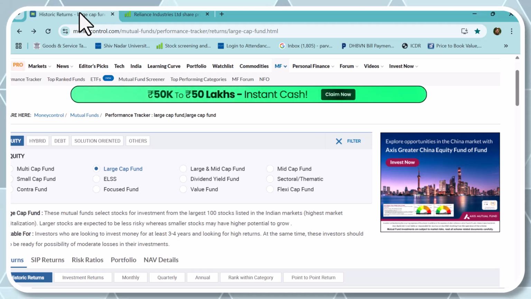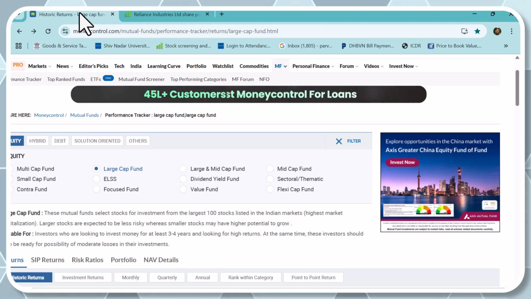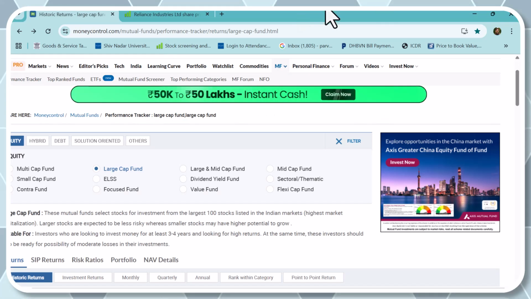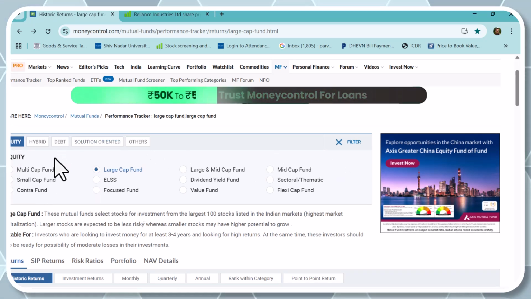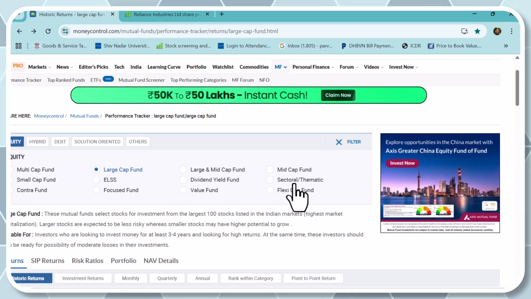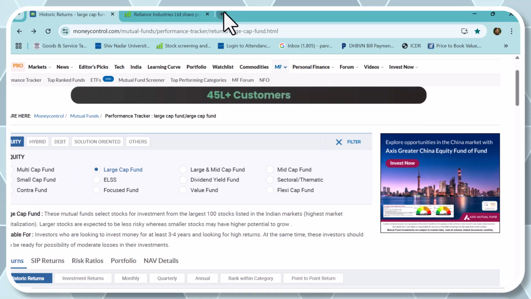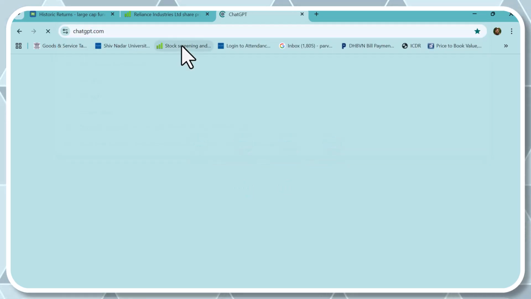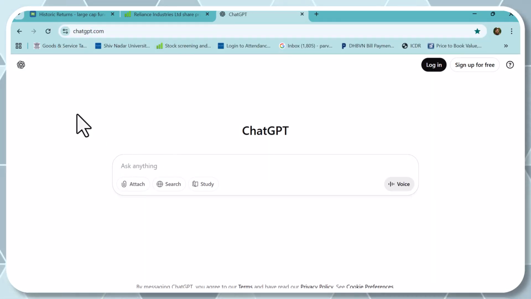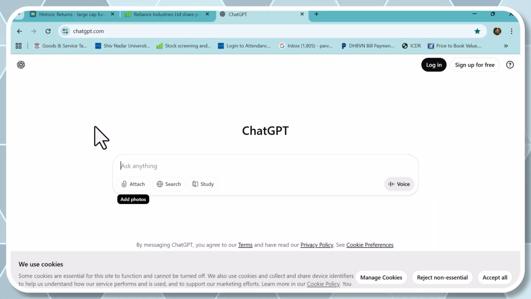Okay, so now let's talk about mutual funds. Last time we covered the four kinds of mutual funds, which have 12 kinds of subcategories. So what I'm doing is I'm opening ChatGPT, where I have done some analysis. I'll just show you that. It's saying login, so this is actually my wife's account.